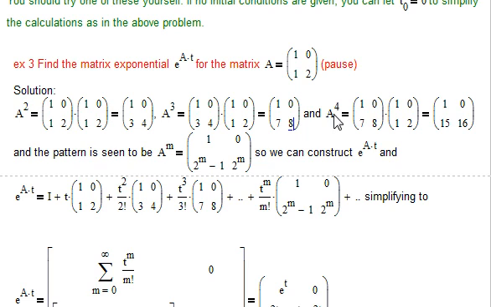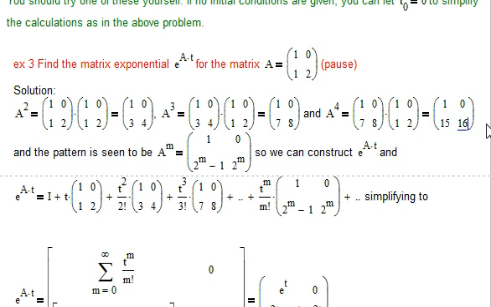And then A to the fourth is A cubed times A, and that's 1 times 1 plus 0 times 1. 1 times 0 plus 0 times 2, so this is 0. 7 times 1 plus 8 times 1, that makes this a 15. And 7 times 0 plus 8 times 2, and that makes this a 16.